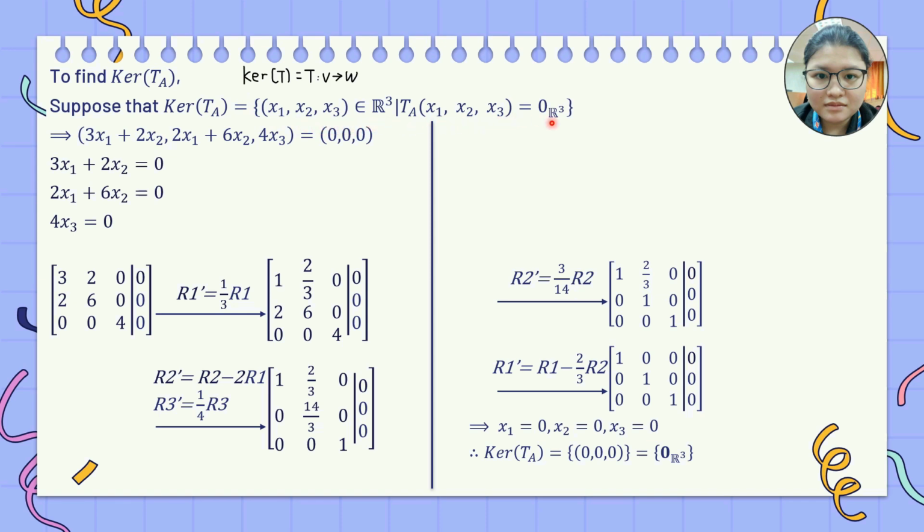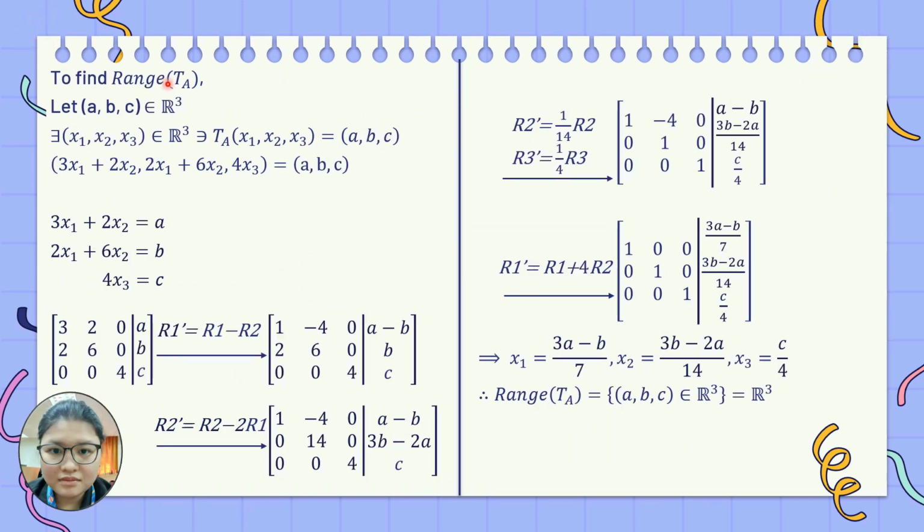First, we can easily get three equations from here, which are 3x1 plus 2x2 equals 0, 2x1 plus 6x2 equals 0, and 4x3 equals 0. Secondly, we use them to form an augmented matrix and perform ERO until we get the REF matrix form. As you can see here, we get x1, x2, x3 equal to 0, and the solution of the kernel of TA is 0, 0, 0, which equals the zero vector of R cubed.